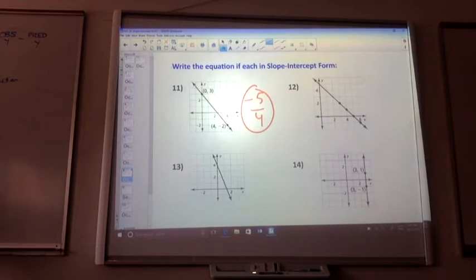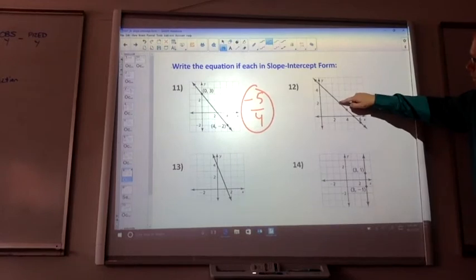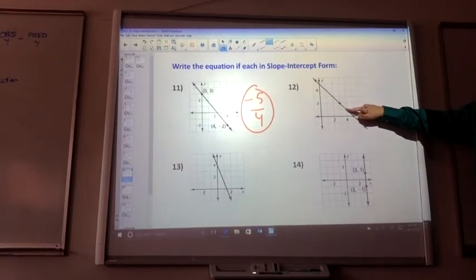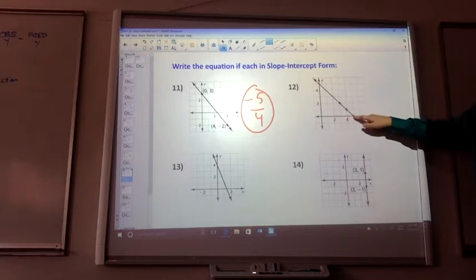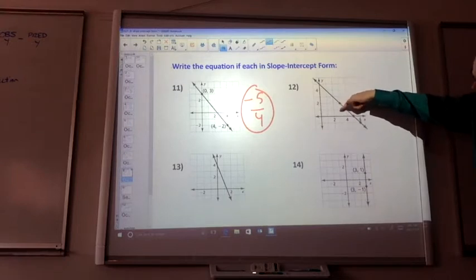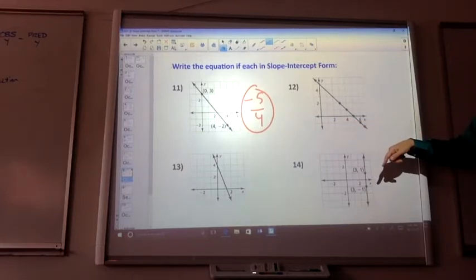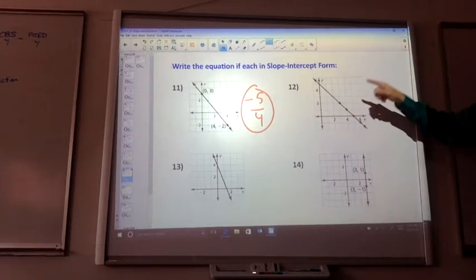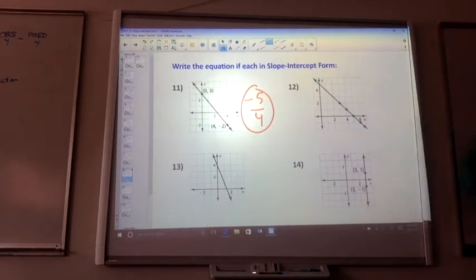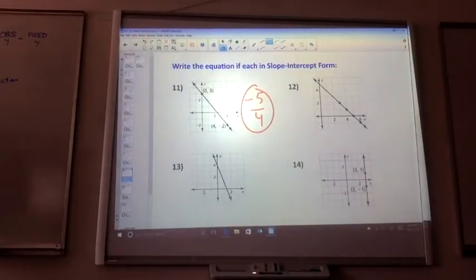Problem number 12. I have 4 dots that are defined. So let's take a look here. If I count down, I go down 1, right 1. It's decreasing, so it's negative 1. Or I could go down 2, right 2. Negative 2 over 2 is? Negative 1. Negative 1 over 1 is? Negative 1. If I counted down 1, 2, 3, and right 3, negative 3 over 3 is? Negative 1. So it doesn't matter which points I pick, you get negative 1 as it reduces, so this is a decreasing slope. So a slope here, this is M, a slope here of negative 1.